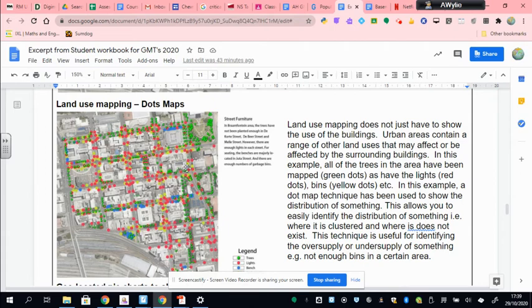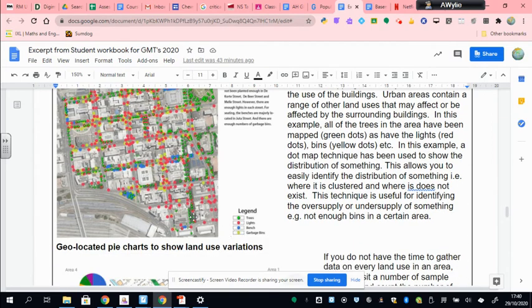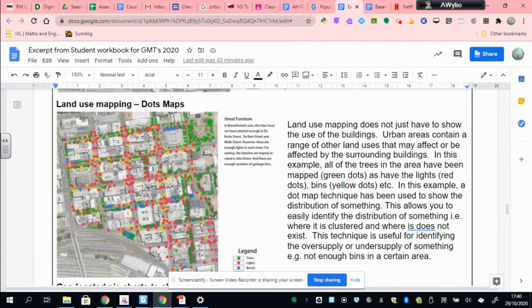Do we need to put some benches in this area, for example, because there are no benches? If we look at bins, are there areas where there's a lack of bins? Well, I can see there's very few bins in this zone. There's very few bins in this zone. So this technique using dot maps allows us to identify patterns, and therefore, more specifically, if there's an absence of something, we can then address that if we were maybe managing that.